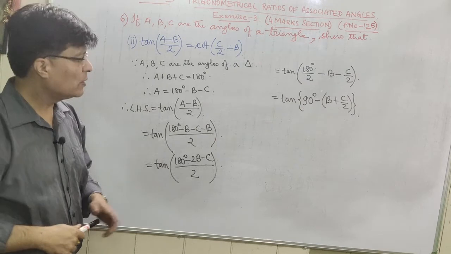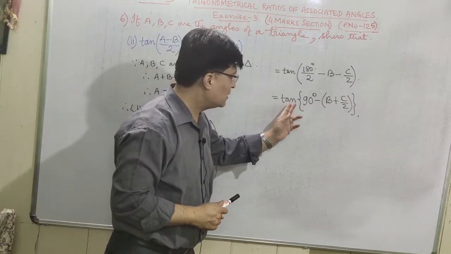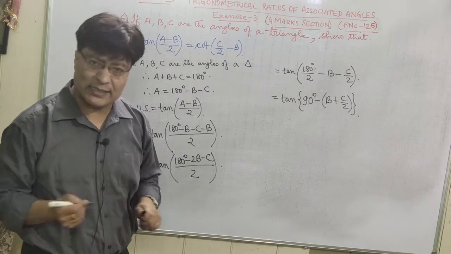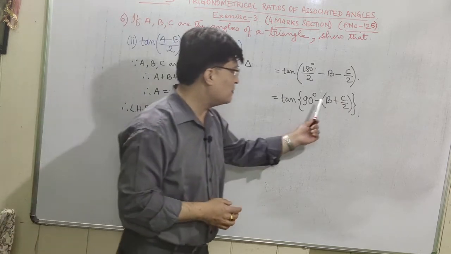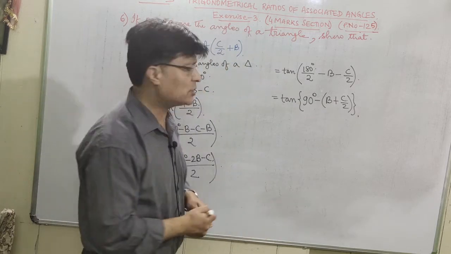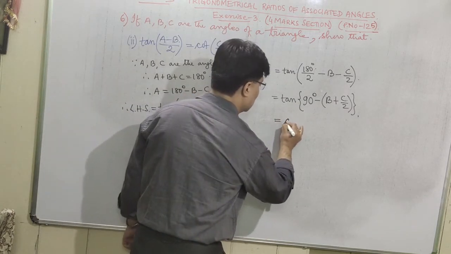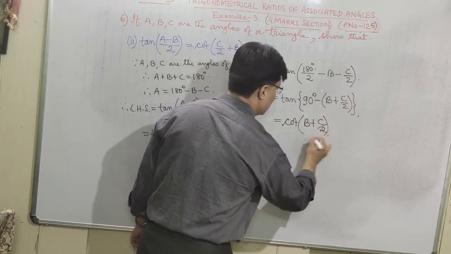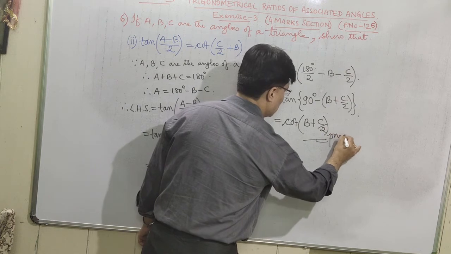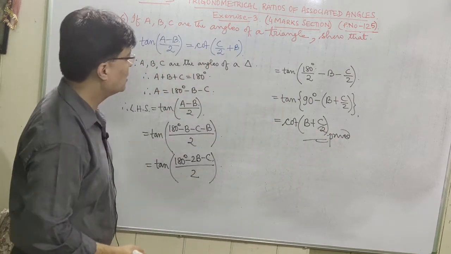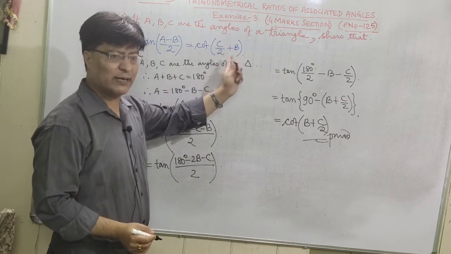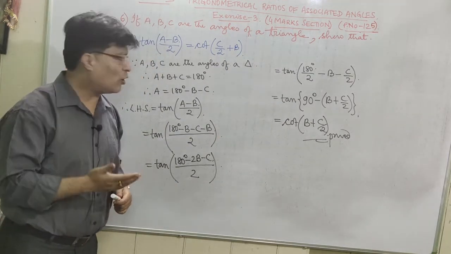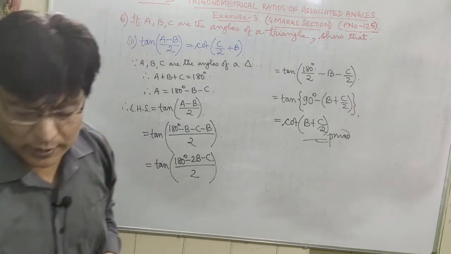Is that clear now? So now you know that this is the formula: tan 90 degrees minus theta. What is tan 90 minus theta? It is cot theta. Here you can take this (B plus C)/2 as theta. So here it is cot of (B plus C)/2. So it is proved, isn't it? That is cot (B plus C)/2 and C/2 plus B are the same expression. So we have proved it. So you can copy it. I think you have understood it. So now we'll do the next problem.